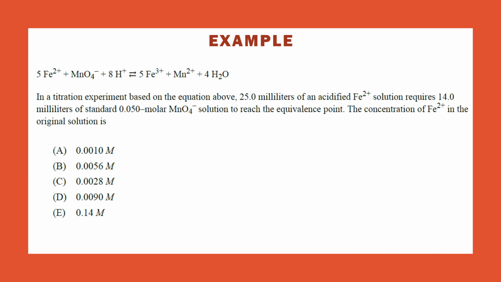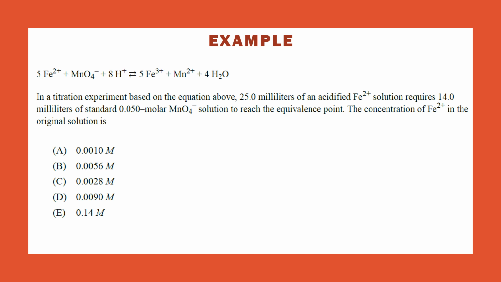Okay, so this time we've got a titration based on this reaction here. We have 25 milliliters of an acidified iron 2+ solution. It requires 14 milliliters of a standard 0.05 molar permanganate solution to reach equivalence point. Remember, equivalence point is when they completely balance each other out in that reaction. You have no excess of either thing.